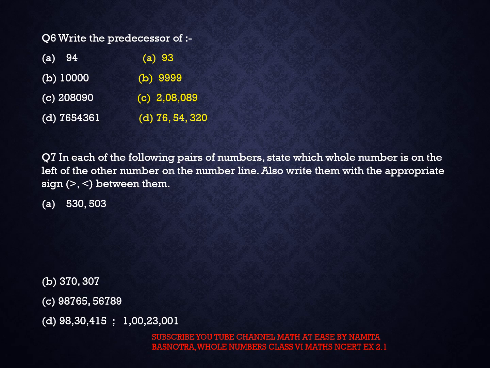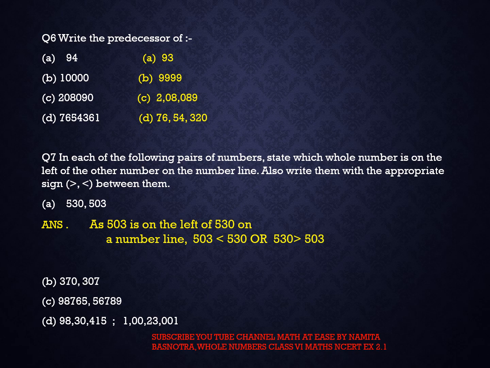Okay, so now let's look at the part 1, that is A part of it, and it says 530 comma 503. So these two whole numbers are given to you. If you place them on the number line, like how we start from 0 1 2 3, which number is going to come first? Yes, you're right, 503, and after that 530 is going to come. That means 503 will come on the left, right? So that's the first answer. And which is greater? Definitely 530 is greater than 503. So this is how you have to write all the answers.